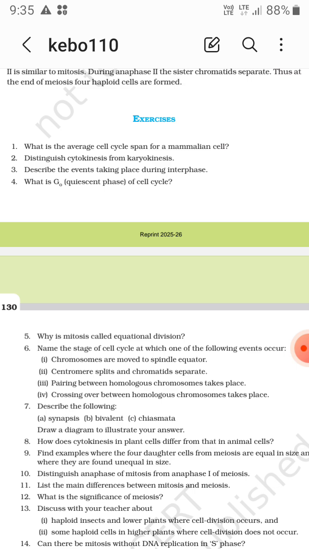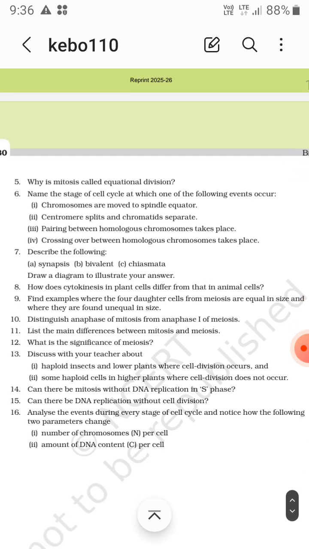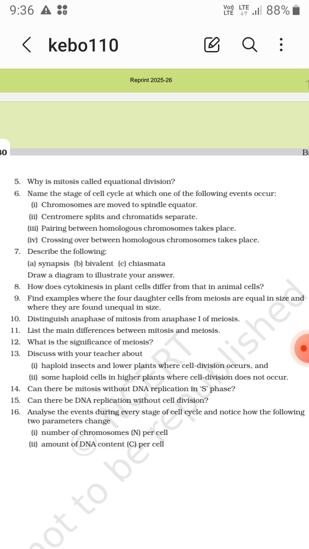Now what is G0? That is the quiescent phase of the cell cycle, where the cell is not ready for cell division until it is called on to do so. An example is the heart cell. Now the fifth question is, why is mitosis called equational division? Because if the parent is 2n, the progeny will get 2n. If the parent is n, the progeny will get n. So this is why mitosis is called equational division.